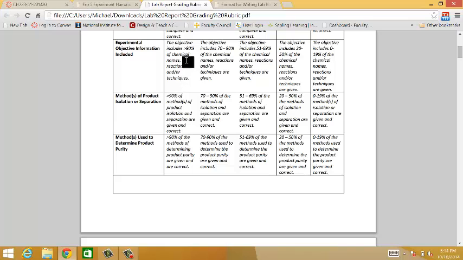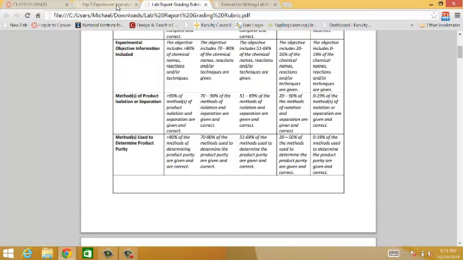So when you put all of these together, all of these parts, that becomes your objective. What did we do, including the names of the compounds or the names of the reaction? How did we isolate the product, or how did we separate it? How did we purify it? And how did we determine the purity of the product? Those are the 4 essential things.